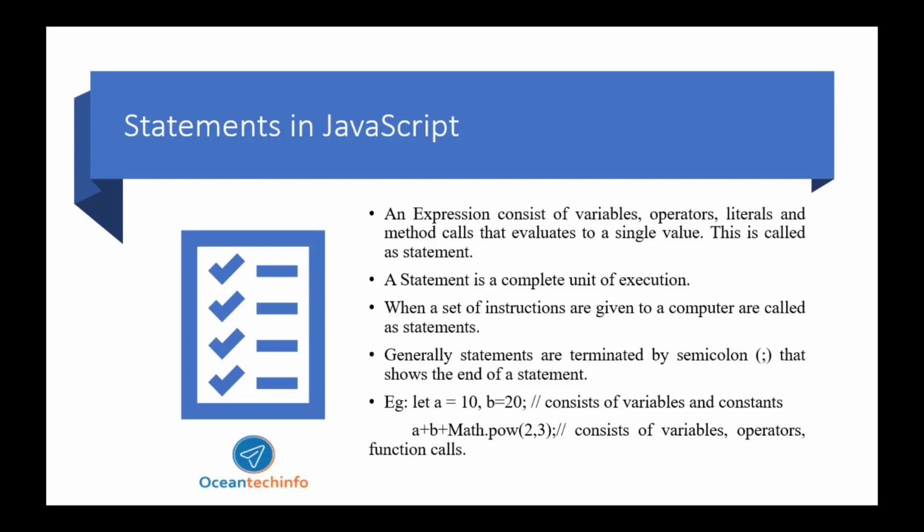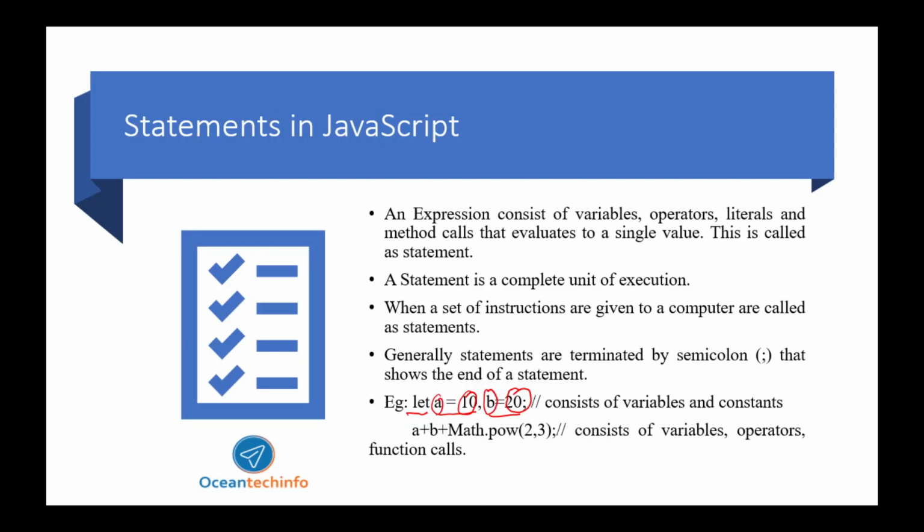Let's take a few examples to explain this statement. let is a keyword. a equal to 10, b equal to 20. If you see here, 10 and 20 are the constants and a and b are the variable names. And it is terminated by a semicolon. So we can call it the first statement.